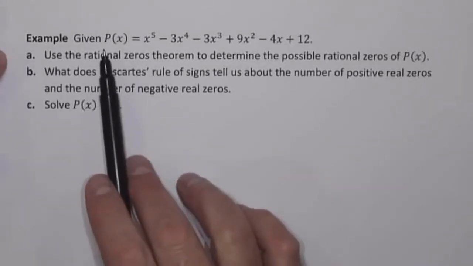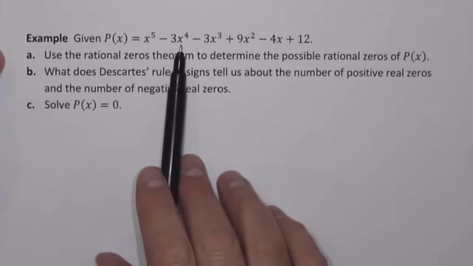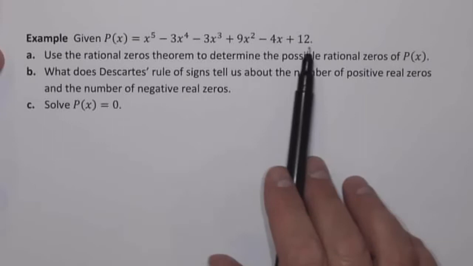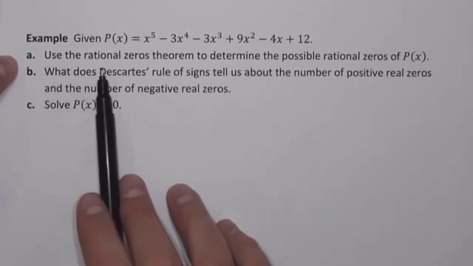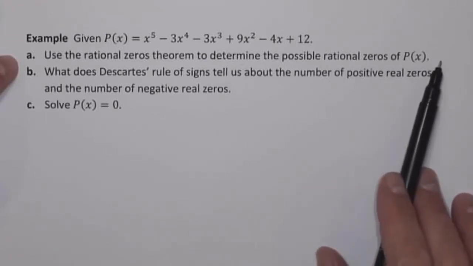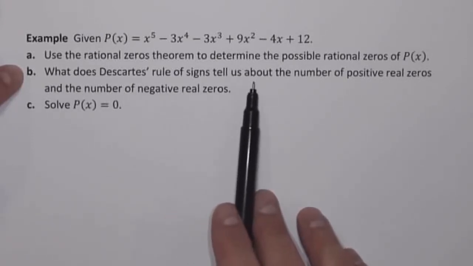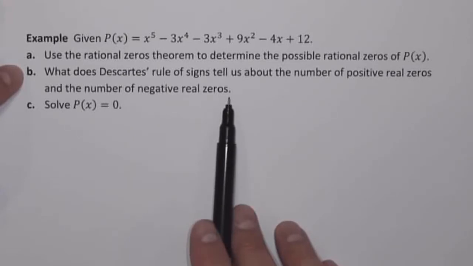So in this example, we're given that p of x equals x to the fifth power minus 3x to the fourth power minus 3x cubed plus 9x squared minus 4x plus 12. In part A, we want to use the rational zeros theorem to determine the possible rational zeros of p of x. In part B, what does Descartes' rule of signs tell us about the number of positive real zeros and the number of negative real zeros?